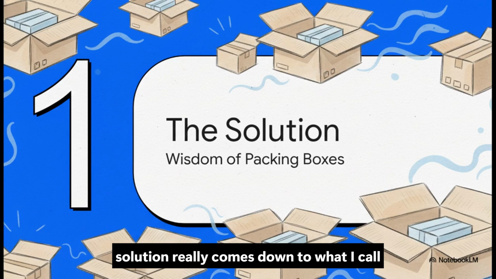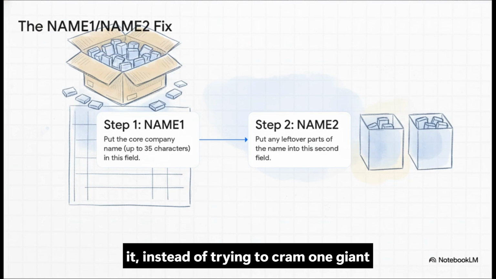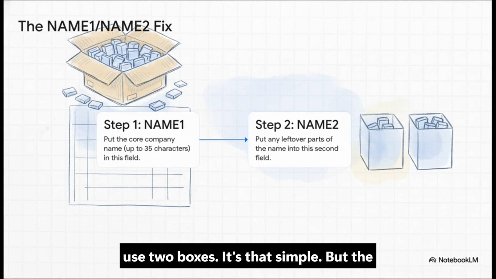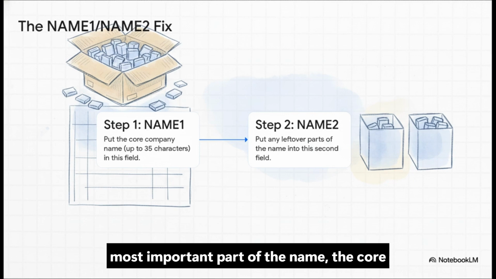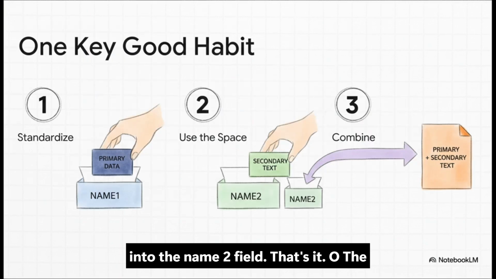The solution really comes down to what I call the wisdom of packing boxes. Think about it. Instead of trying to cram one giant, awkward item into one small box, you just use two boxes. It's that simple. Put the most important part of the name, the core of it, into the Name 1 field. Then, whatever is left over, just pop it right into the Name 2 field. That's it.